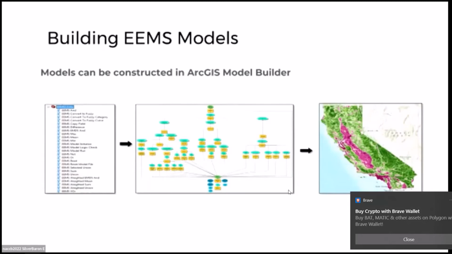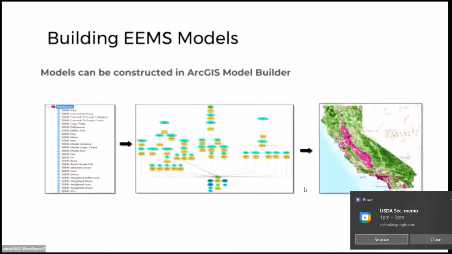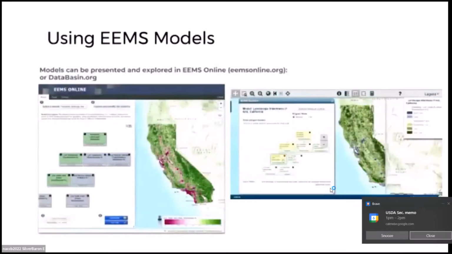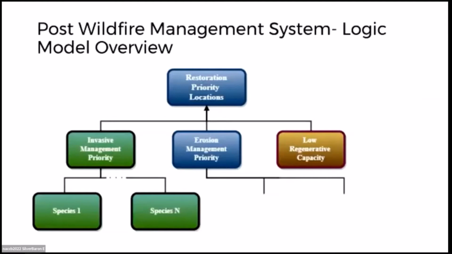And when you're building your EEMS models, you can do it in ArcGIS Model Builder or in command line, either one. And then you upload it either into EEMS Online, which is on the left, which is an app designed specifically for viewing it, or into Databasin, which has a little pop-up viewer for that graphical user interface. And I'll show you those demonstrations in a minute here.